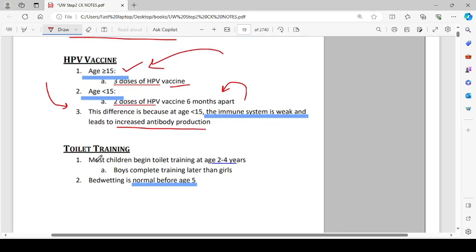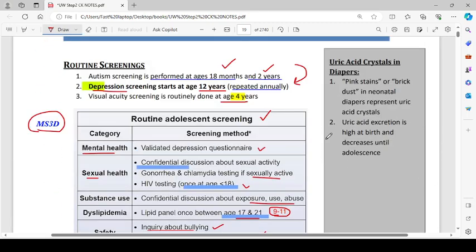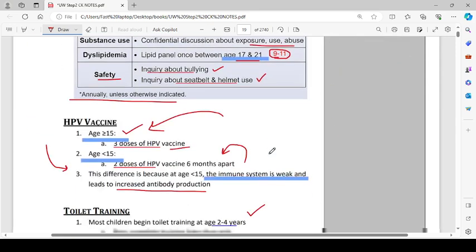Toilet training. Most children begin toilet training at the age of 2 to 4 years. Boys complete training later than the girls. Bedwetting is normal before the age of 5. Here are uric acid crystals in the diaper, which can be seen in a lot of conditions. I will see them later on, but pink stains or brick dust in the neonatal diaper represent uric acid crystals. Uric acid excretion is high at birth and decreases until adolescence.